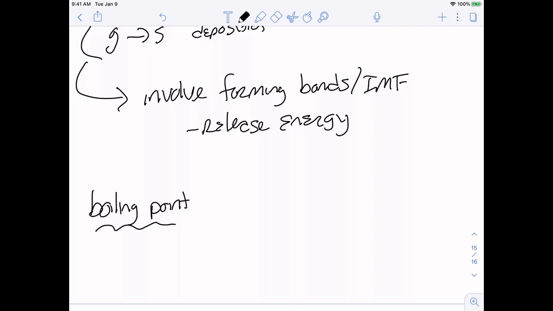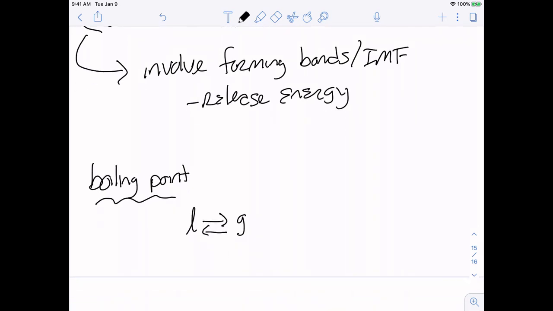What we're doing is we're going from a liquid to a gas, but at that point, it's actually in equilibrium. So the gas is going back to the liquid at the same rate. So liquid is forming gas, gas is forming liquid, and they're going back and forth at the same rate. So these would be equilibrium points. So my boiling point, right, the temperature at which I go from a liquid to gas is the same temperature that it condenses, that I go from a gas to a liquid.